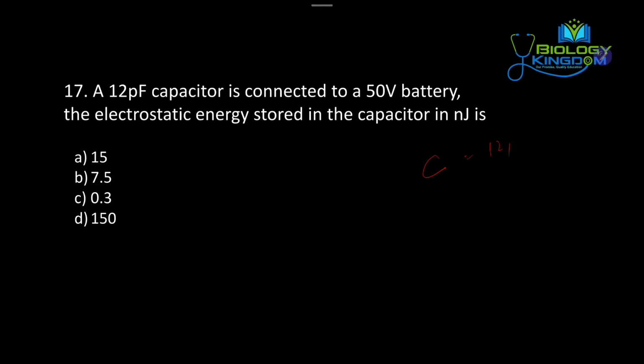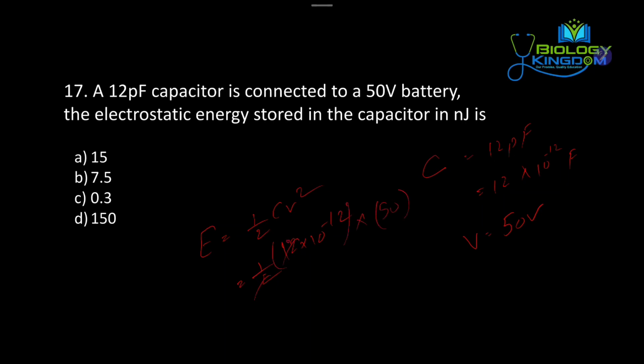You can see here the capacitance is given as 12 picofarad. We all know what the picofarad value is. It's 10 raised to power minus 12 farad. Okay, so we have that, and we also have the value of V, that is 50 volt. Now we have to find the energy. So we know the formula of energy of a capacitor, half CV square. Half, what is C here, 12 into 10 raised to power minus 12, and what is V here, 50. So we have put the values.